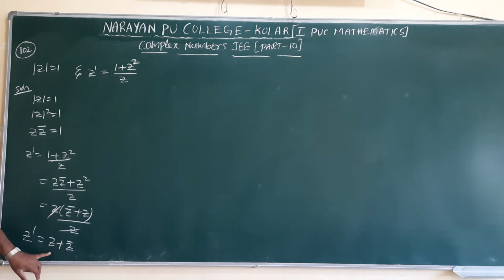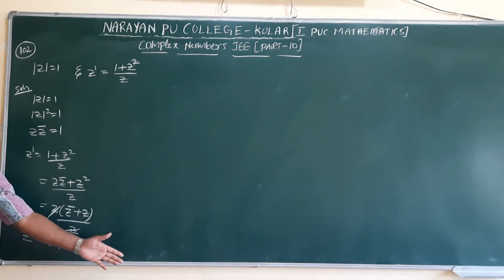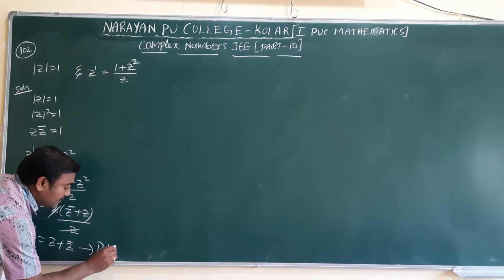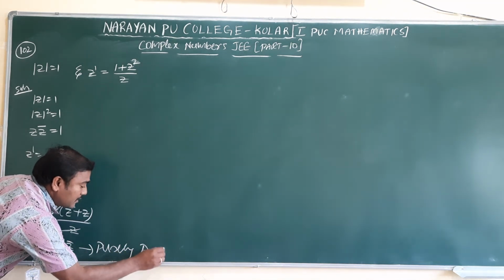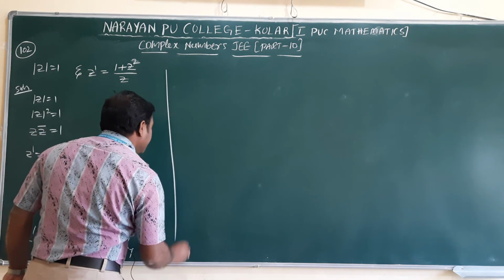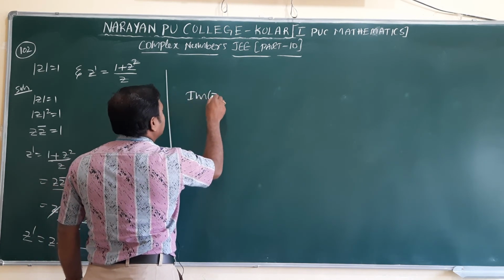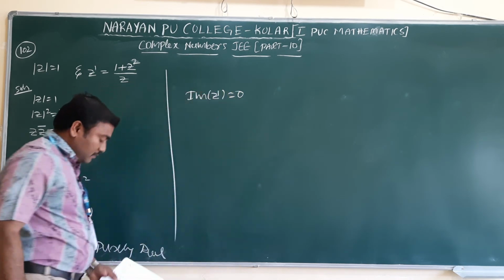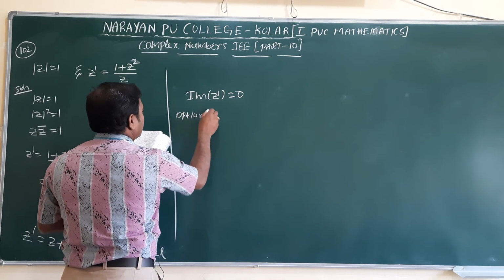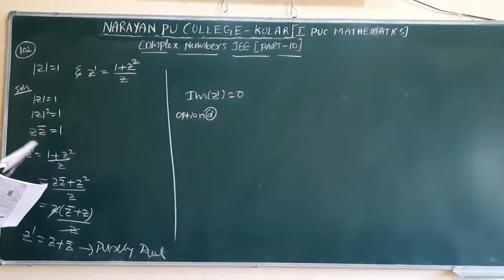Let z is equal to x plus iy and z bar is equal to x minus iy. Here x plus iy plus x minus iy, the imaginary parts iy minus iy get cancelled, remaining 2x. Here it is purely real. If it is purely real, then the imaginary part should be 0. Therefore, the imaginary part of z dash is equal to 0. Here option D is the correct option.